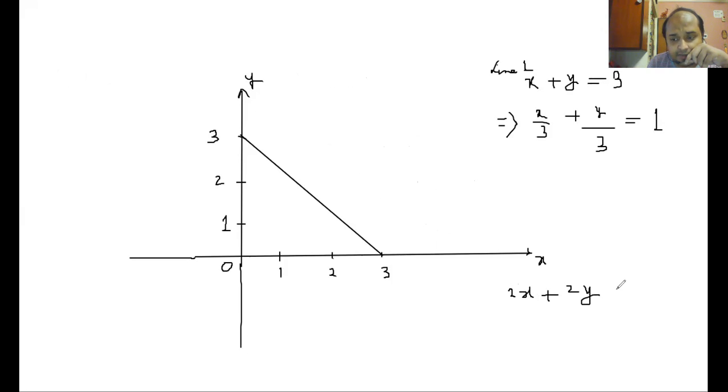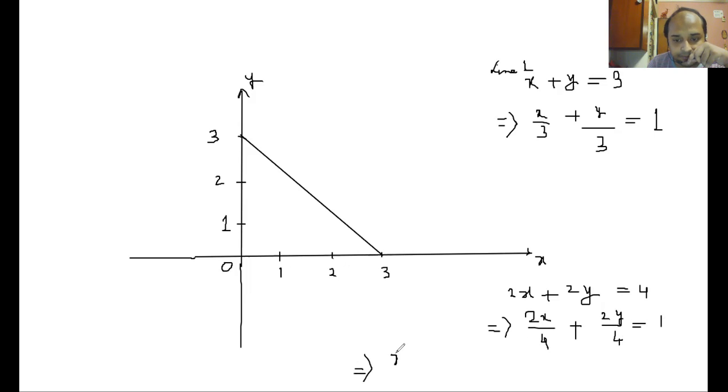Is it in its intercept form? The answer is no. It is not in its intercept form either. So let me bring it into its intercept form. We shall divide both sides by 4. So I'm writing it as 2x by 4 plus 2y by 4 is equal to 1.